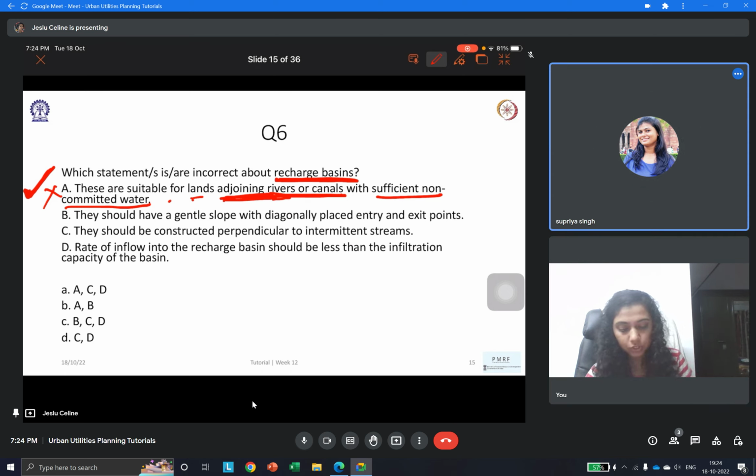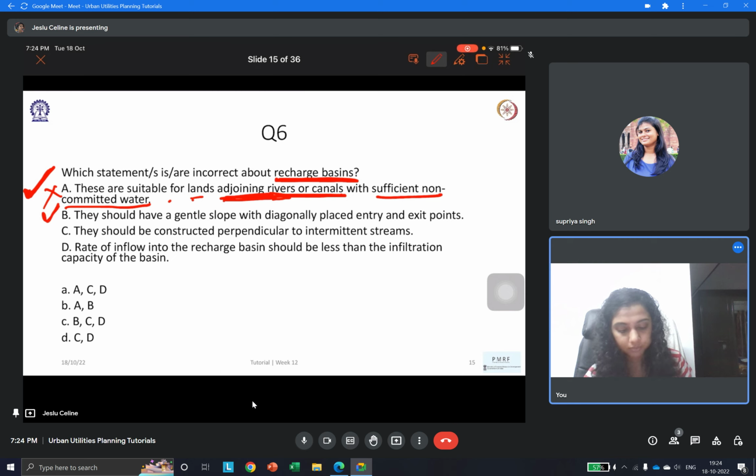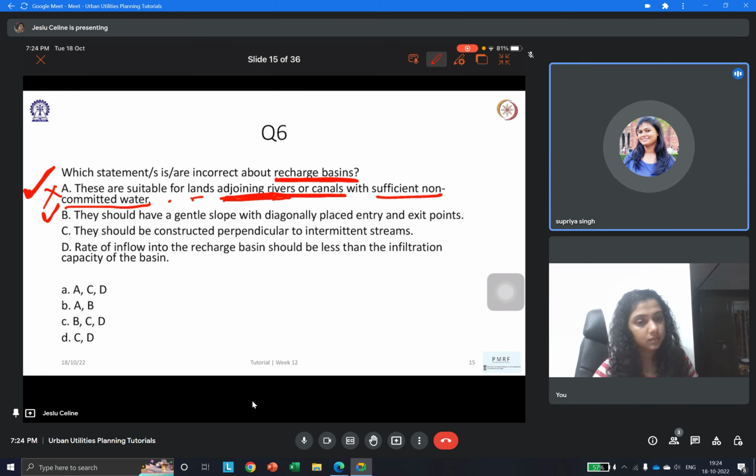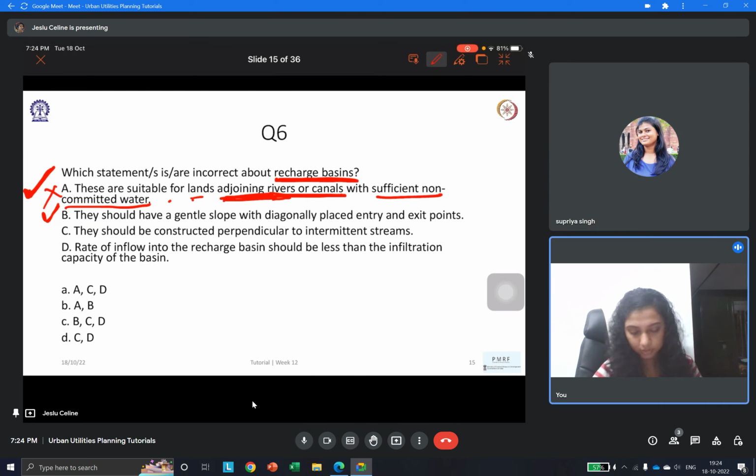They should have a gentle slope, and why? If there is no slope, water can penetrate more into the ground. If there is a slope, then the water can go to the recharge basin easily. Okay, correct.